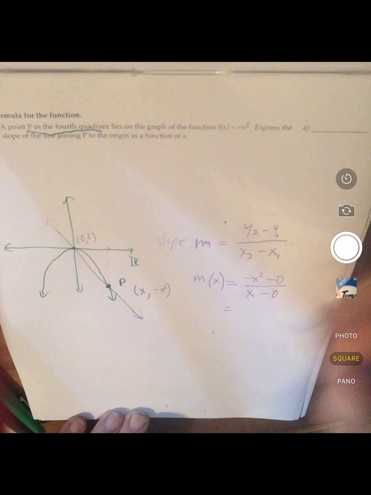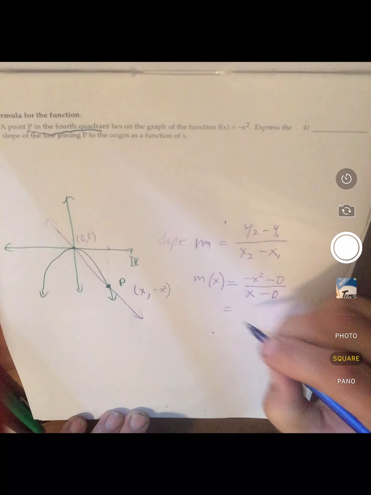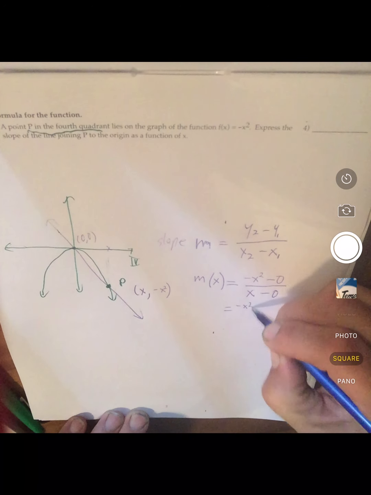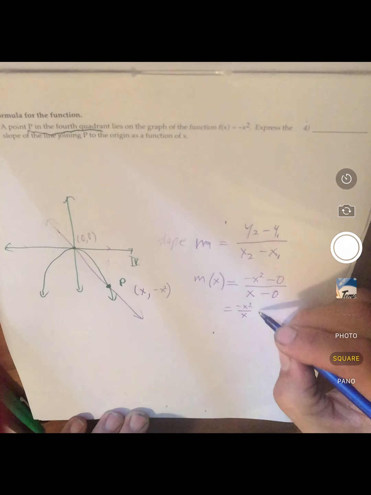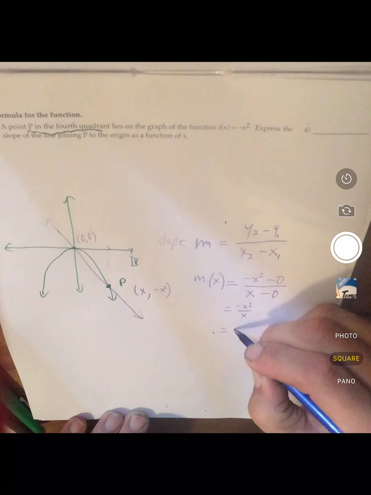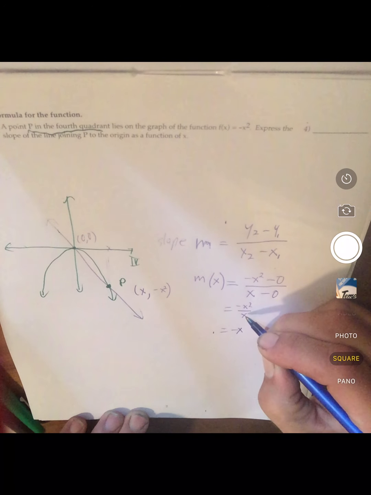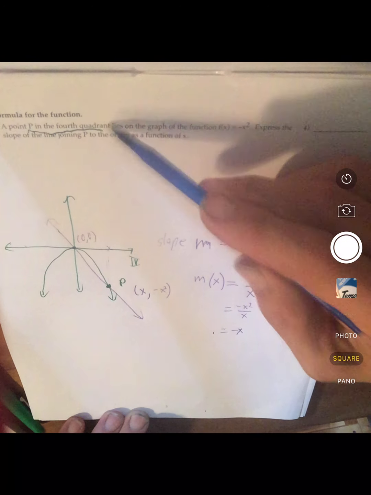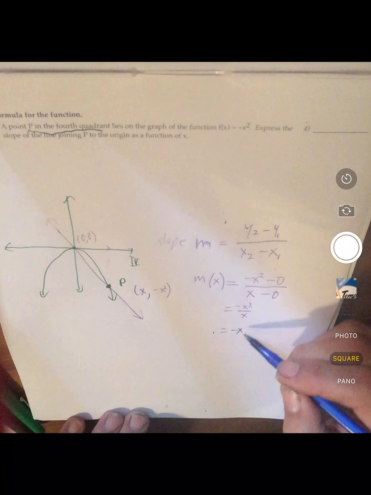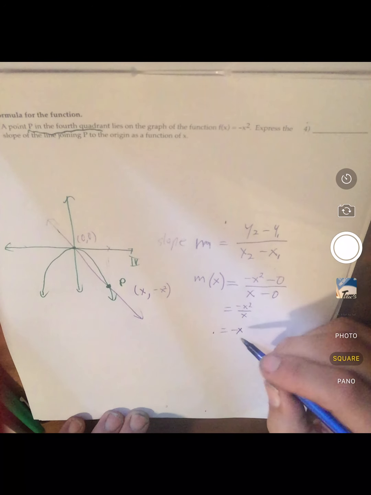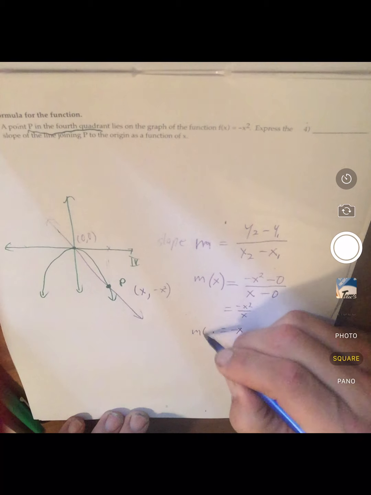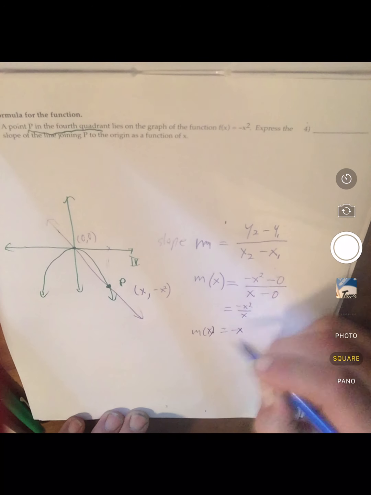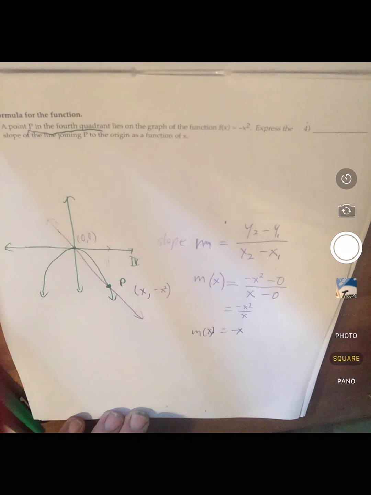So that simplifies to, well, subtracting 0 doesn't change anything, so it simplifies to negative x. Now, if x was 0, this would be undefined, but it's not. It says it's in the fourth quadrant. So x is greater than 0 to get into the fourth quadrant. So this is what it simplifies to. This would be m of x then equals negative x. That's the slope of that line.